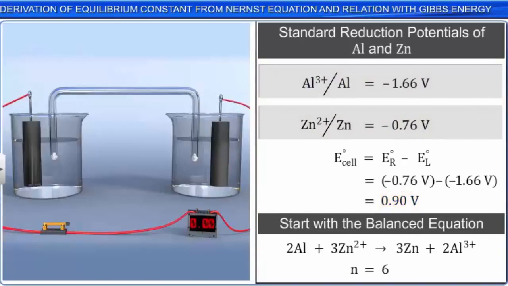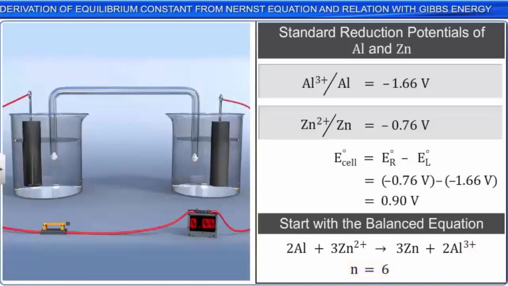We first need to look at the balanced equation. Since zinc has the higher electrode potential, zinc undergoes reduction, while aluminium undergoes oxidation. Notice that 6 electrons are transferred in the equation. 6 electrons are lost to oxidize 2 aluminium atoms to aluminium ions. Therefore, n is equal to 6.